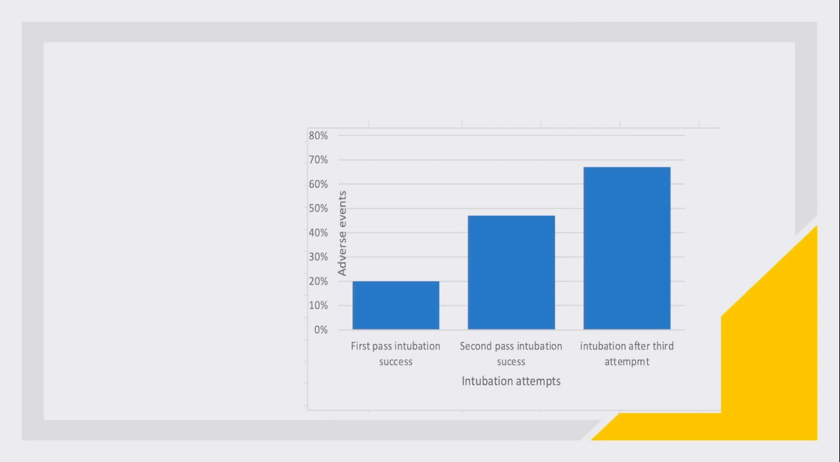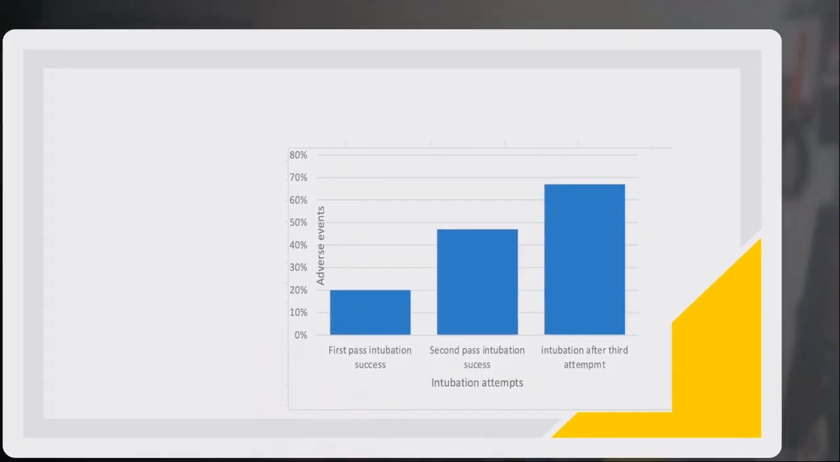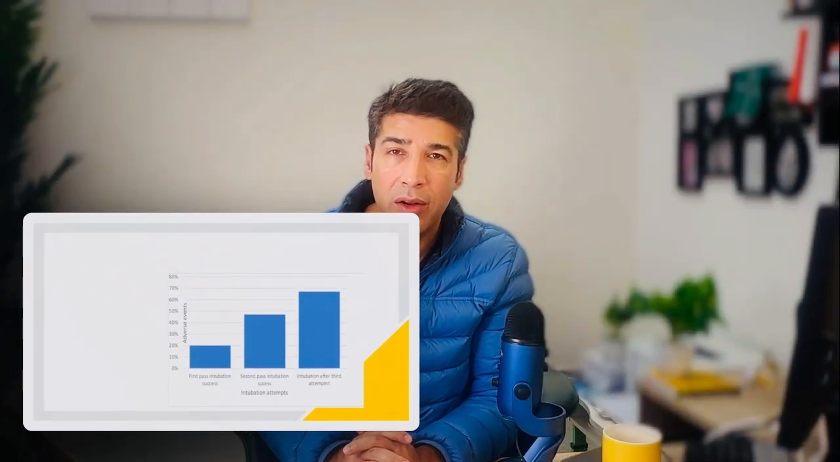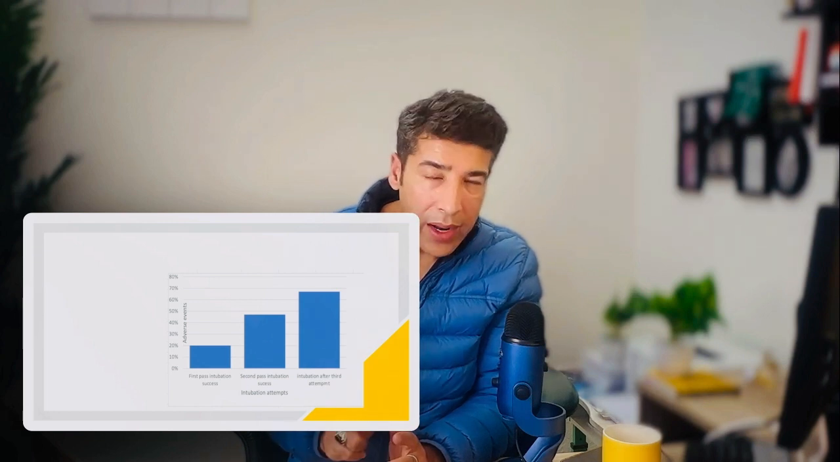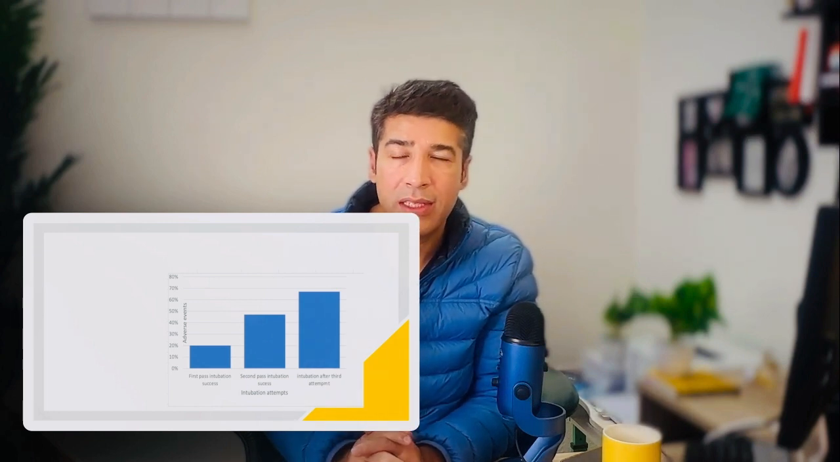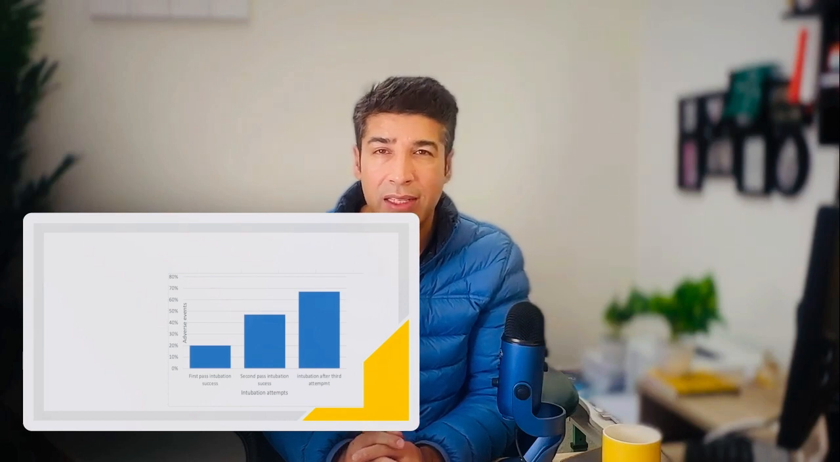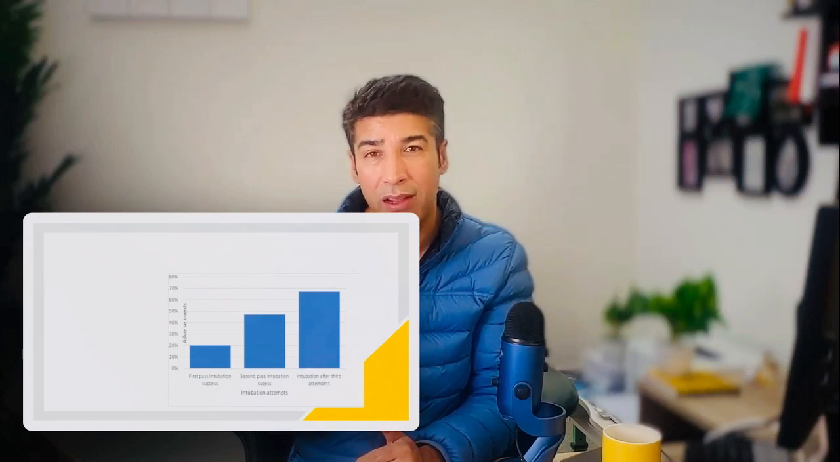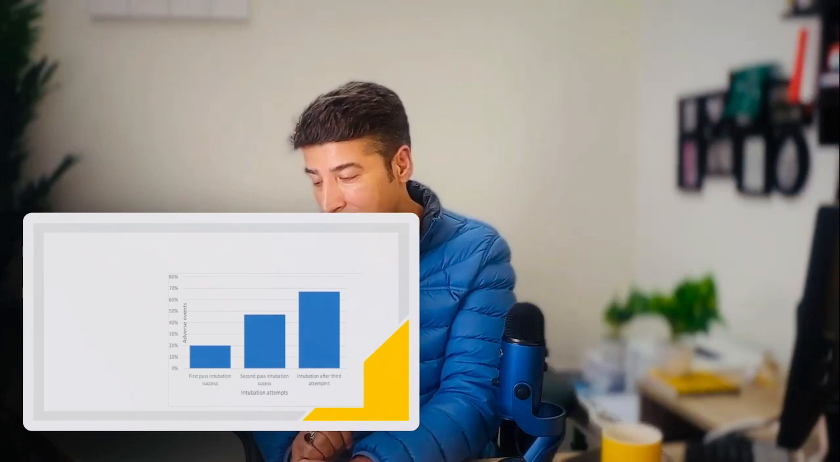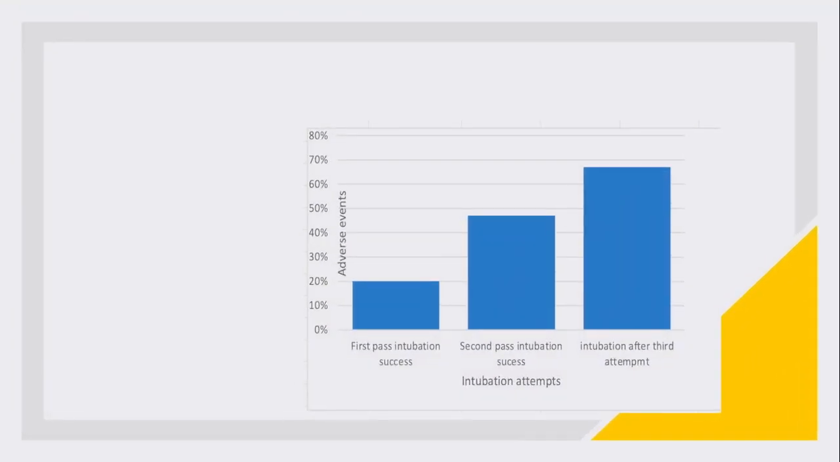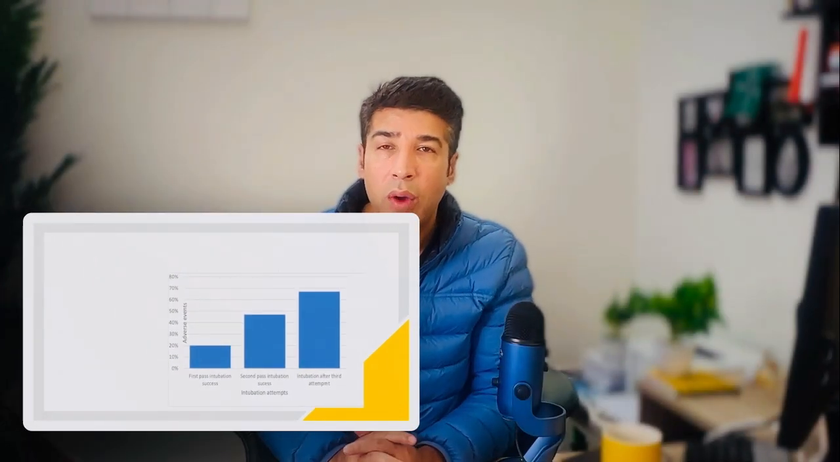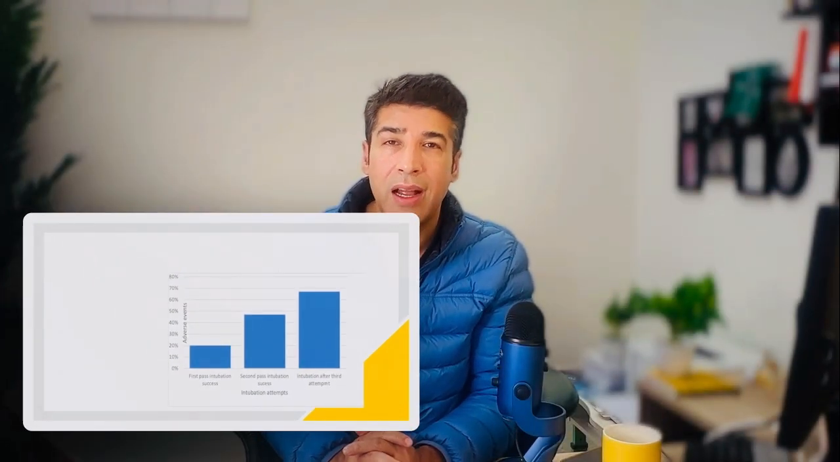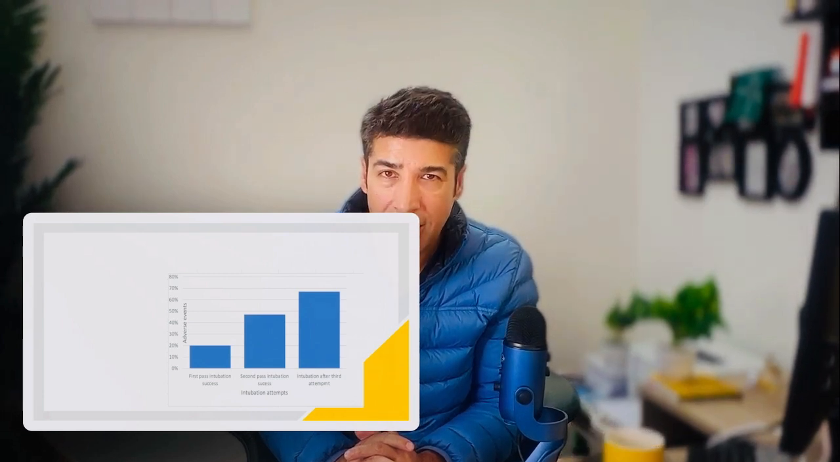Now this linear graph is showing us the importance of first pass success. That means how many attempts you have taken to intubate the patient. If you have taken one attempt, then the possibility of adverse effects as a result of RSI will be less than 20%. If you take two attempts, it will be 47%. If you take three attempts, it will be more than 67%, as shown in this graph. It means you have to make sure that you pass the endotracheal tube as soon as possible.